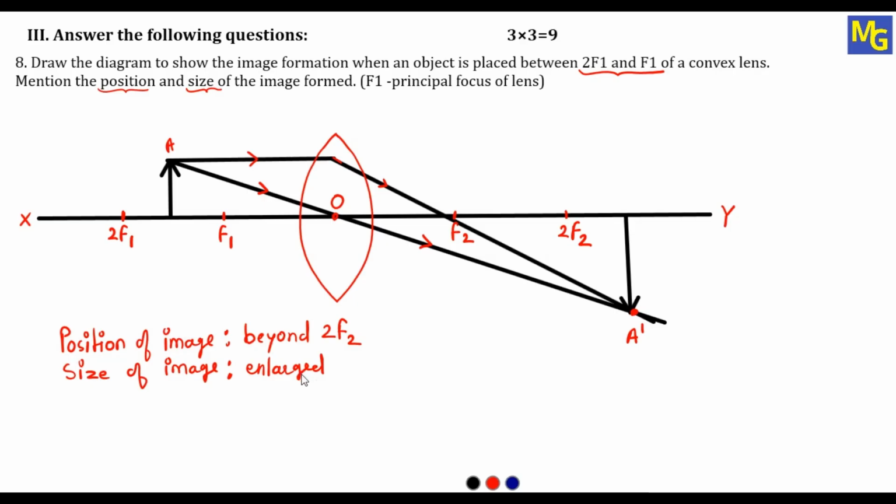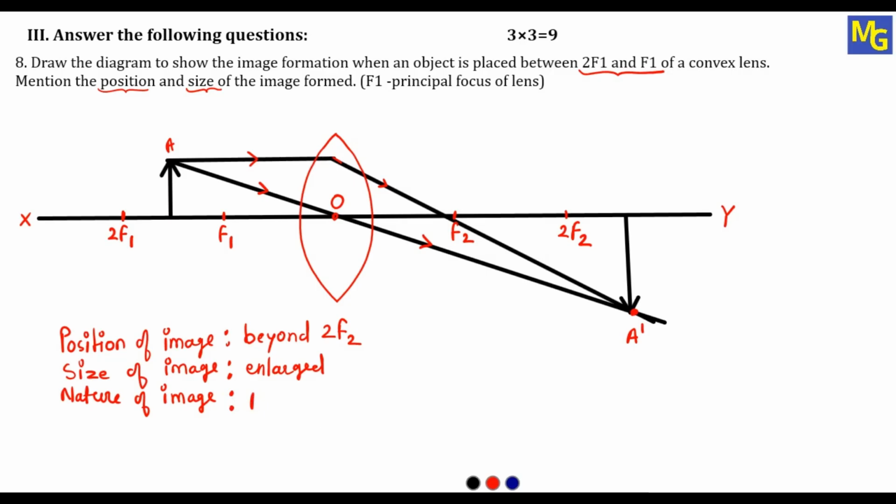Sometimes they will ask the nature. In this question, they have not asked the nature, but sometimes they may ask. So just for your information, I am writing the nature also. Nature of image: you have to write whether it is erect or inverted, real or virtual. If you see the image, it is real.